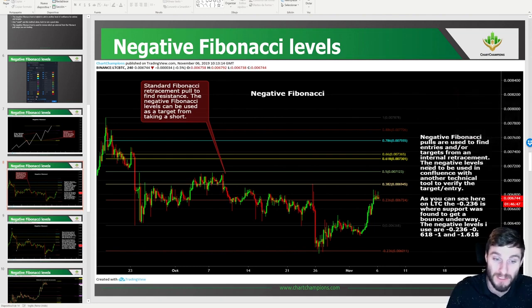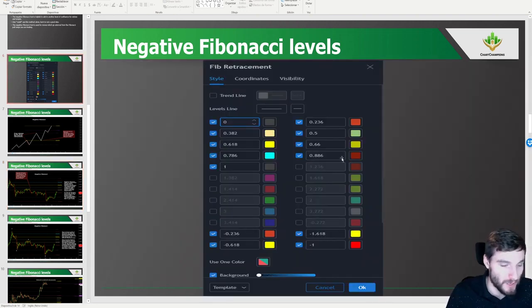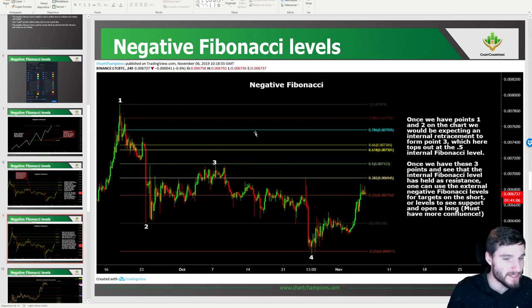The negative levels need to be used in confluence with another technical tool to verify the target entry. I just really want to stress that I never would use it alone. So as you can see here on Litecoin, the negative 236 is where it found support, and the bounce got underway. The negative levels I use are highlighted here. And then this is another explanation of the same sort of chart, that you go from pull 1, so you start at 1, bring it down to 2.